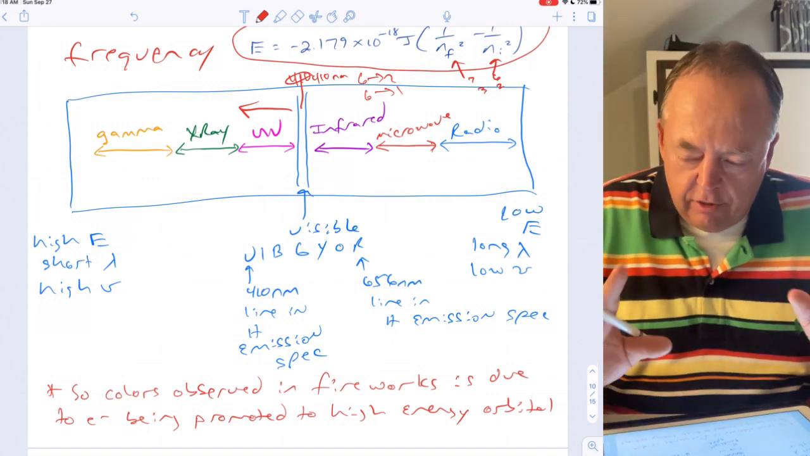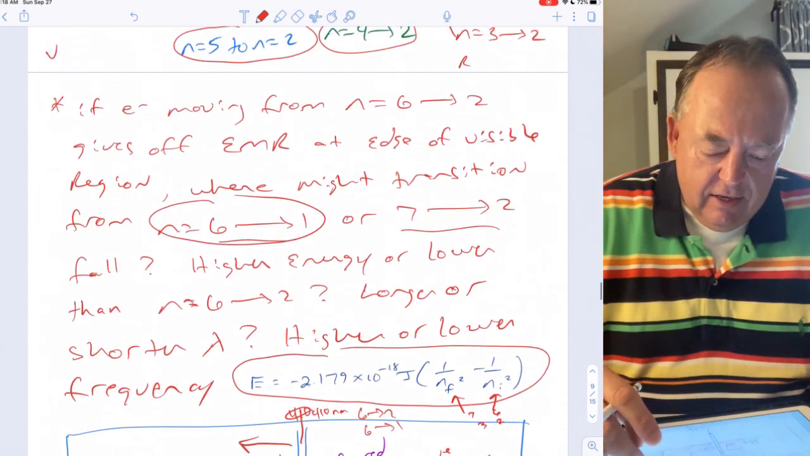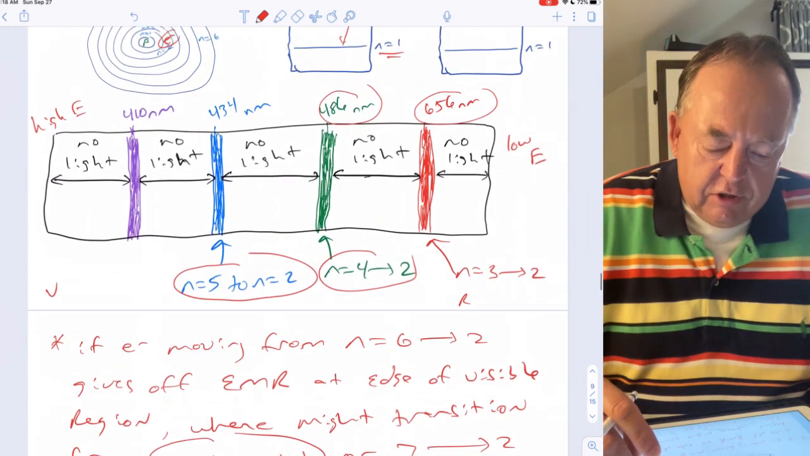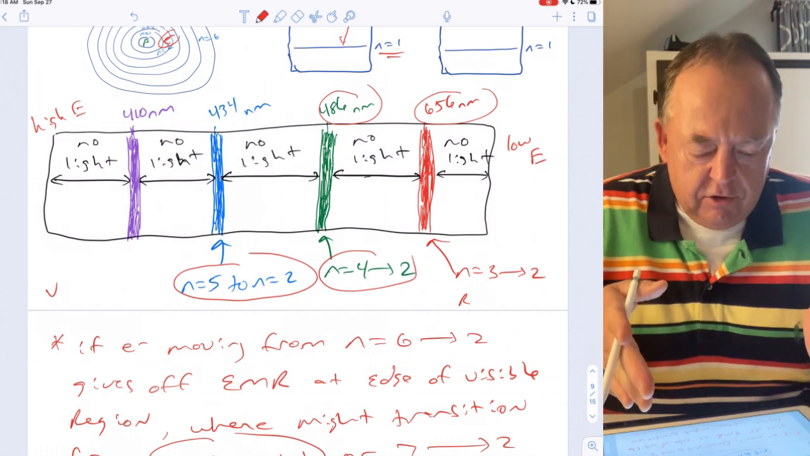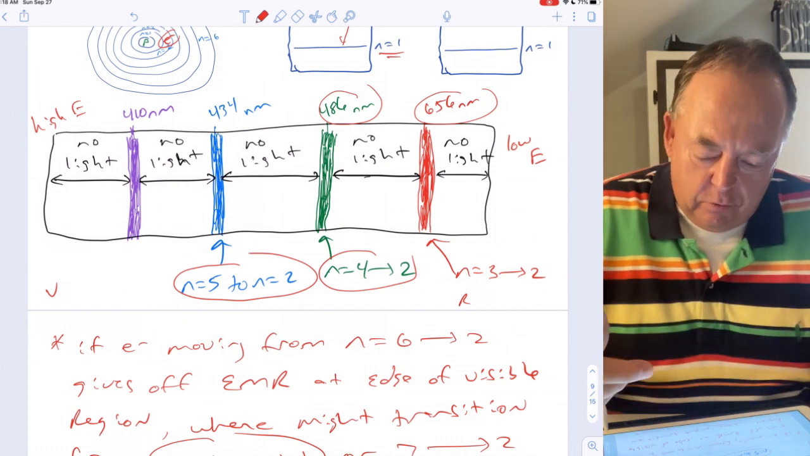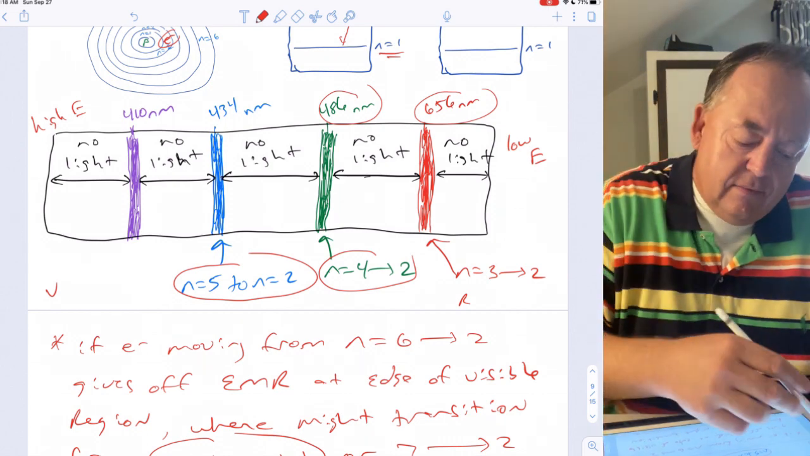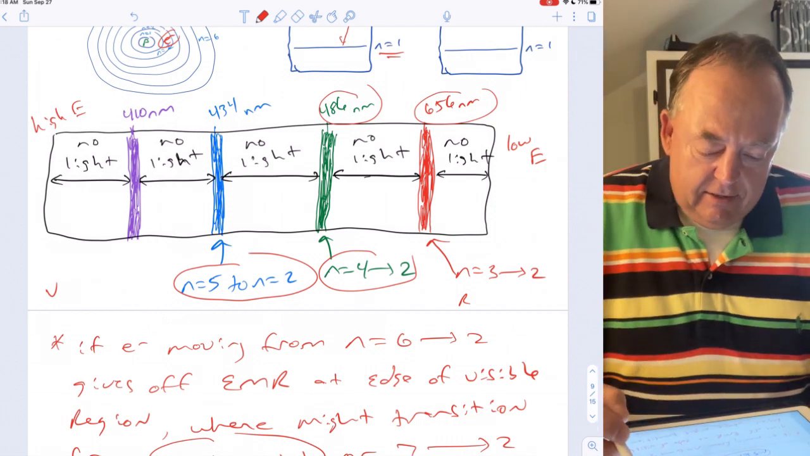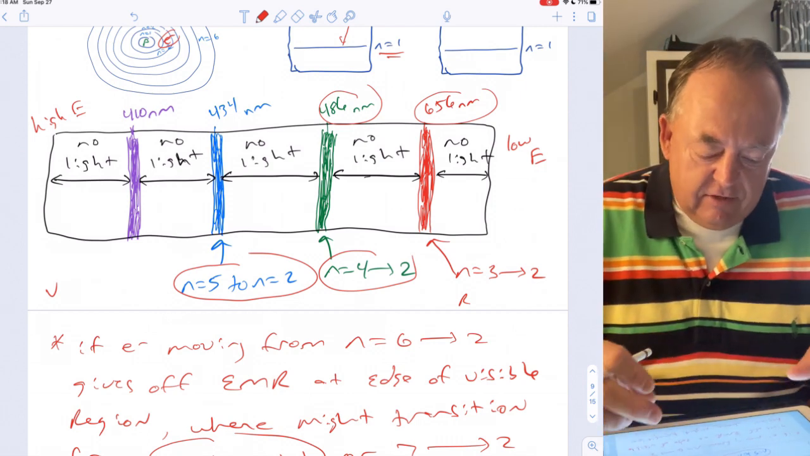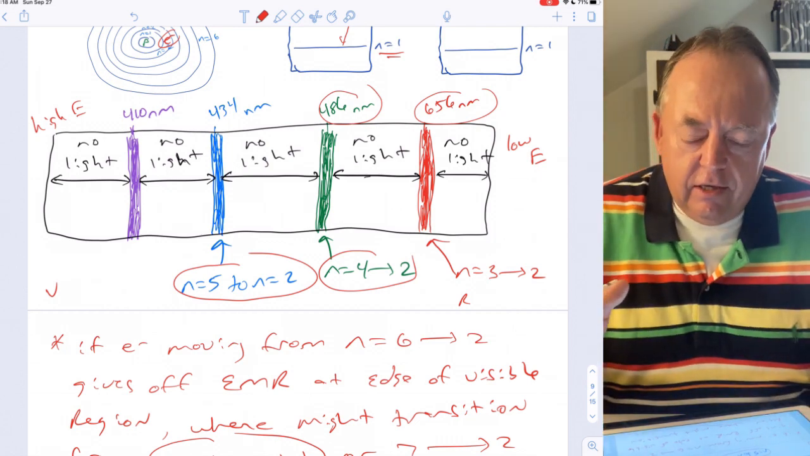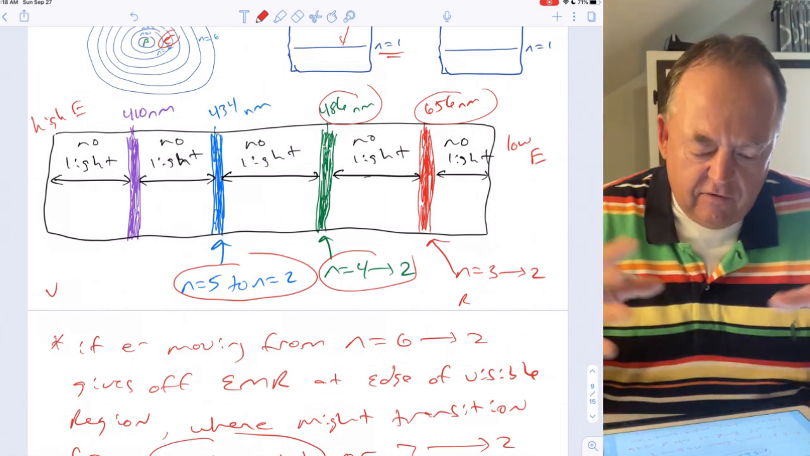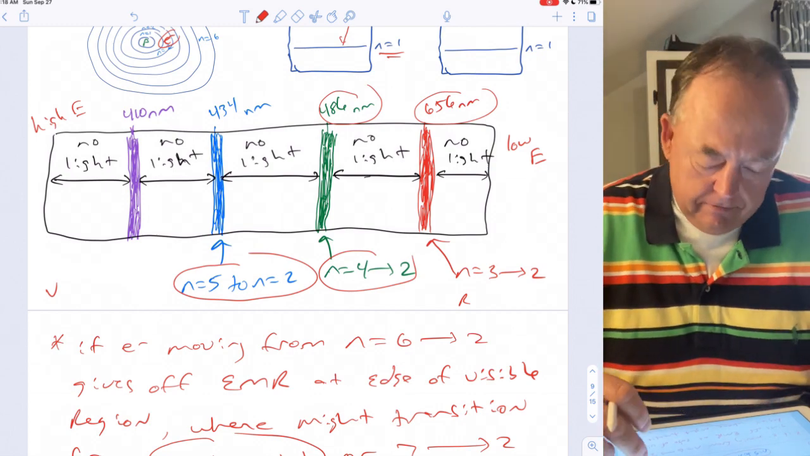But the point is, other transitions are happening too. These are just the only ones that you can see with the naked eye, because this is the region of the electromagnetic spectrum that humans can see, right? We can see from red to violet light. But transitions from 6 to 2, 5 to 2, 4 to 2, or 3 to 2, other transitions could be occurring. You just can't see them because they fall out of the visible region of the spectrum.